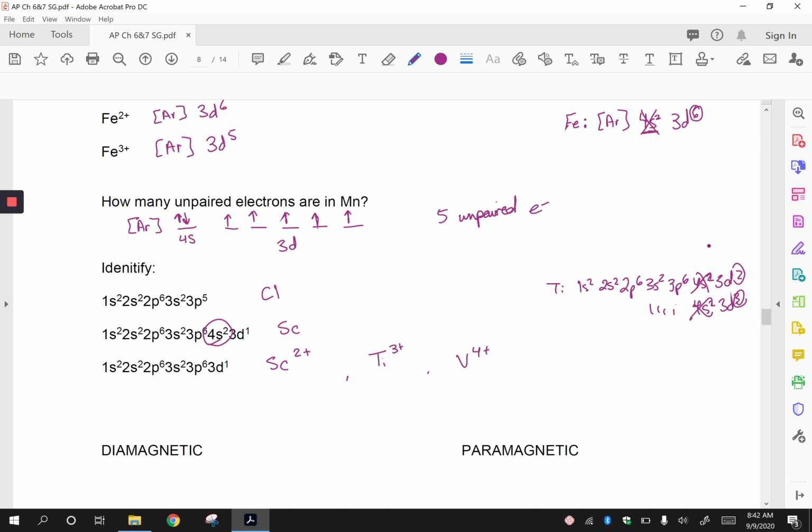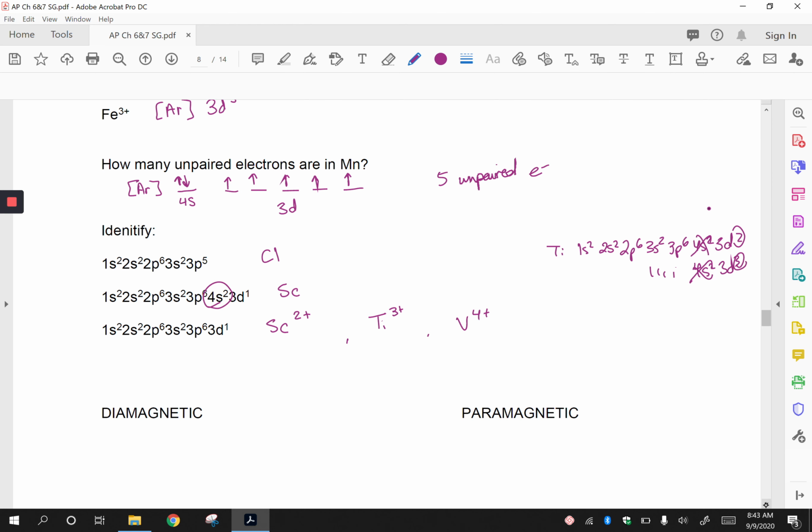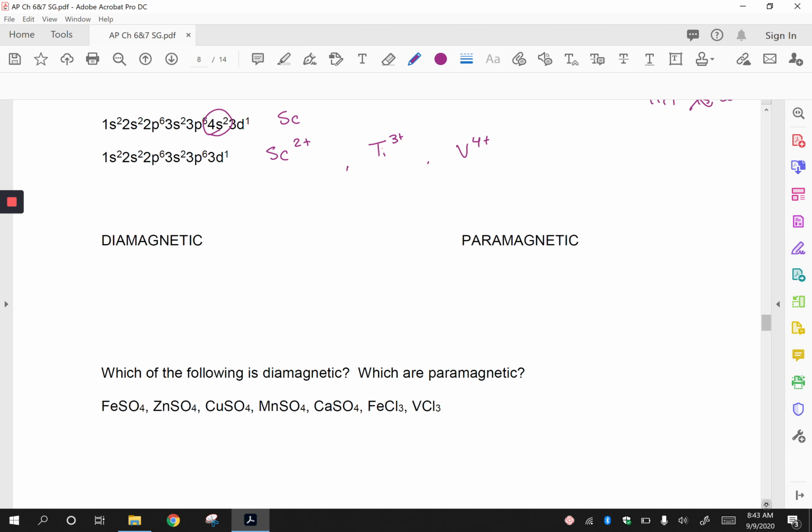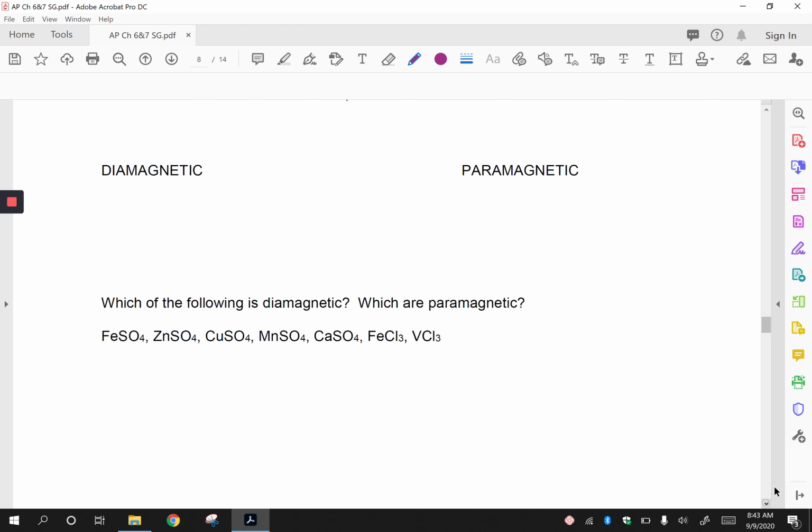Isn't that cool? All right, last thing we're going to talk about in this topic here is the idea that we have paramagnetic and diamagnetic substances. So what does that mean? Diamagnetic means that all the electrons are spin paired. And it turns out that when all your electrons are spin paired, these elements are weakly repelled by a magnetic field.